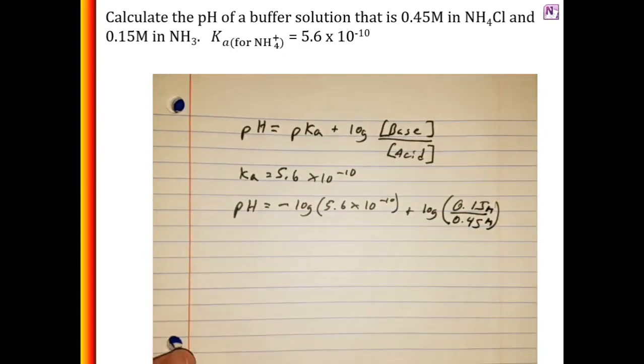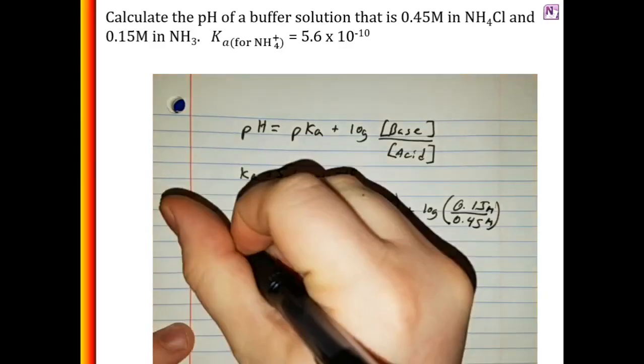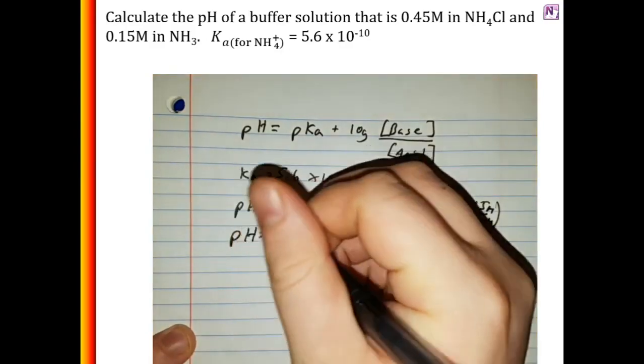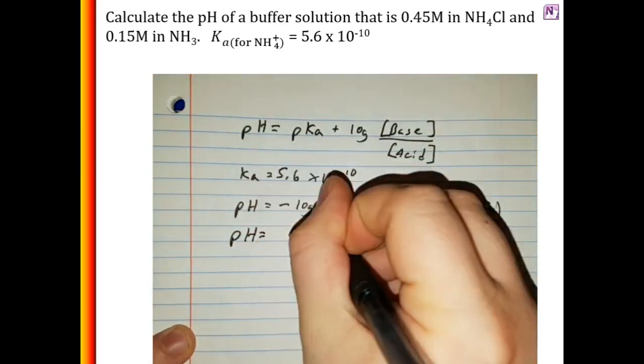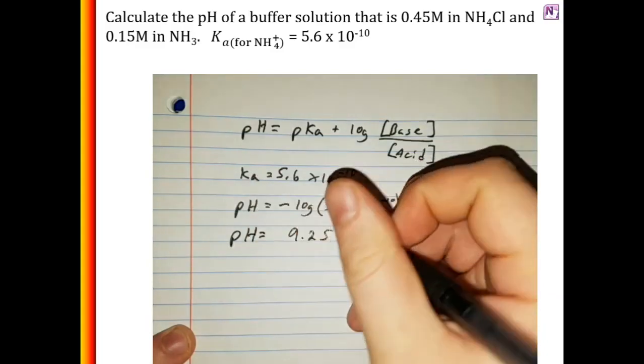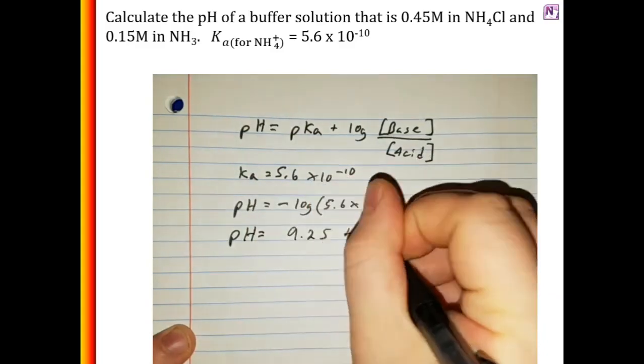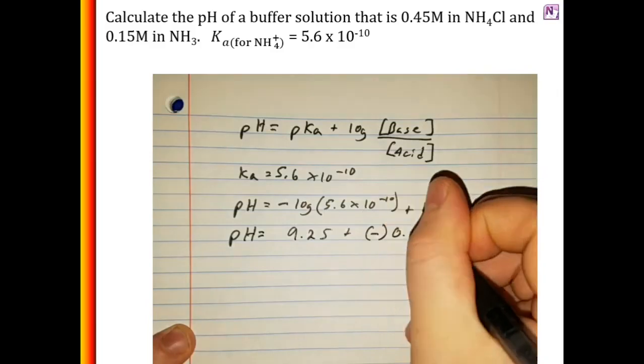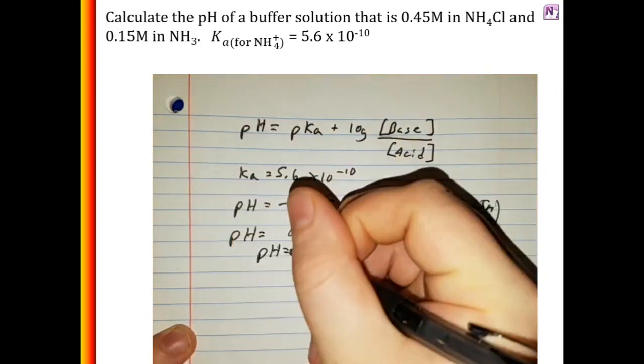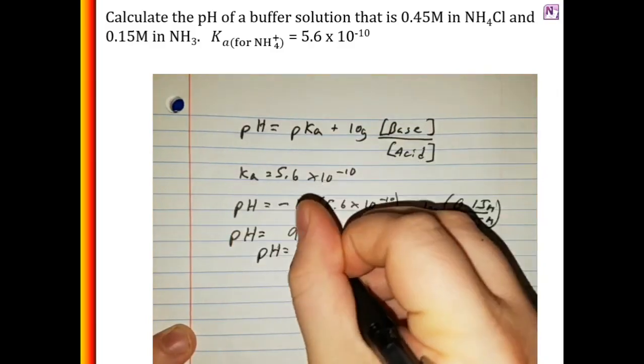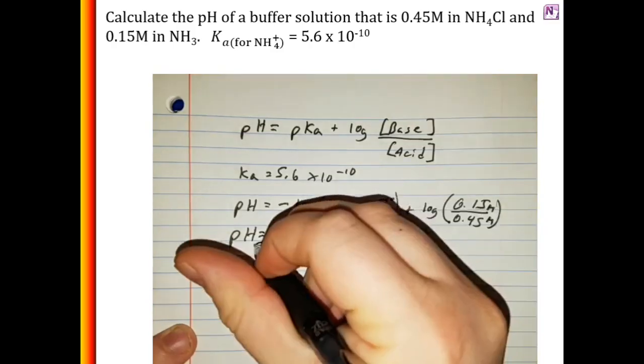Okay, so this ends up being pH equal to 9.25 plus a negative 0.48. So our pH will end up being 8.77. Okay, and that's all the question asks us to do.